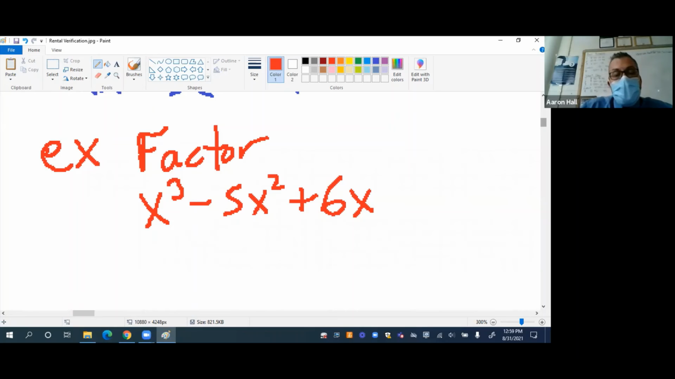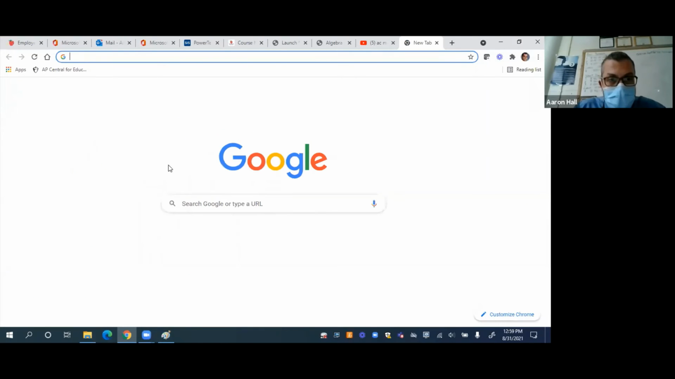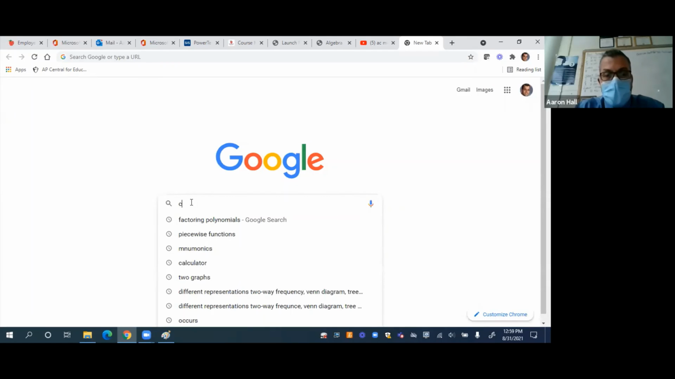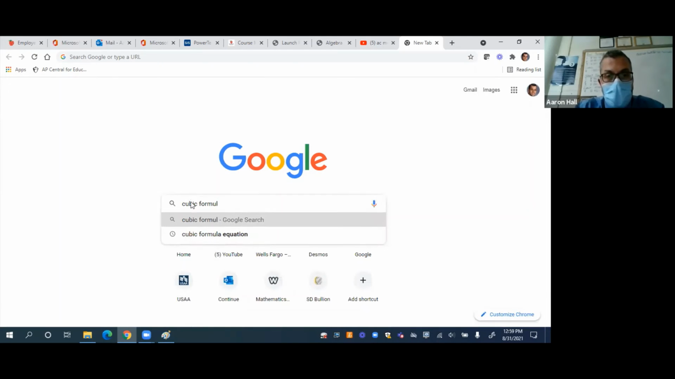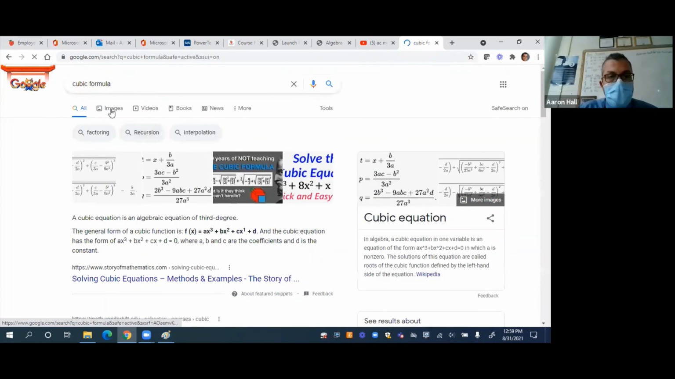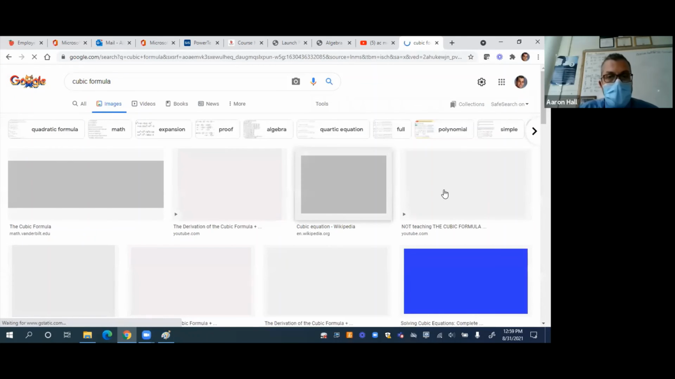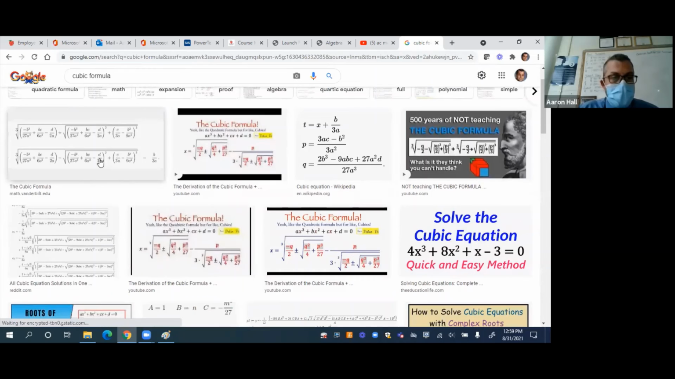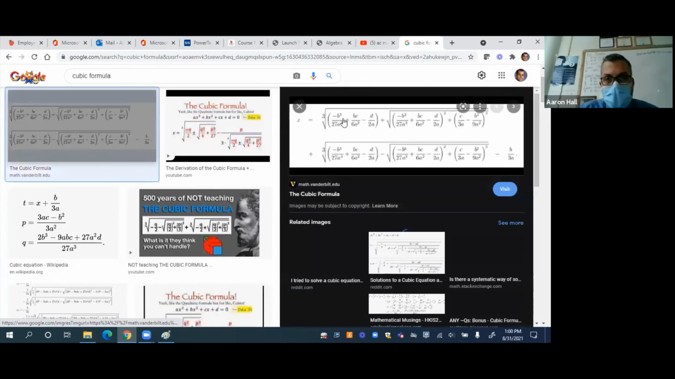Any suggestions? You can't use the quadratic formula because this isn't quadratic. It's what? Cubic. There is a cubic formula, but I would recommend not learning the cubic formula. Here is the cubic formula right here. It is really ugly, and I don't think that's something that you want to memorize.